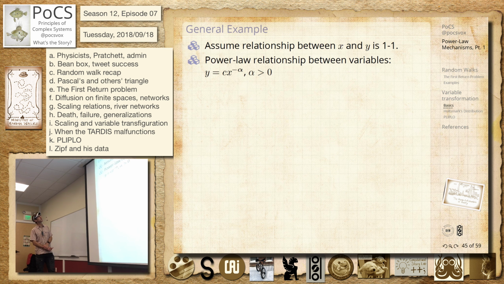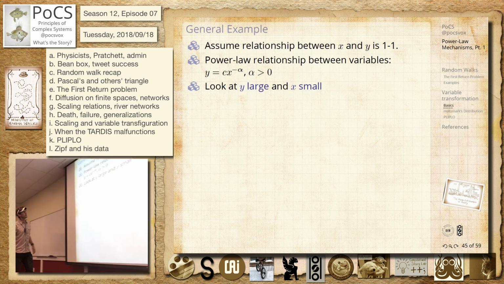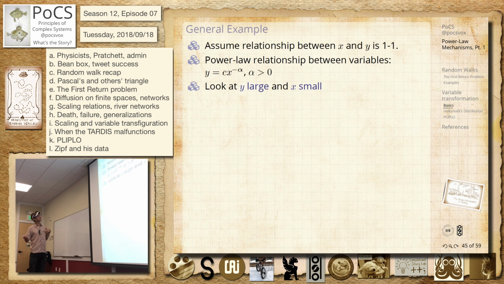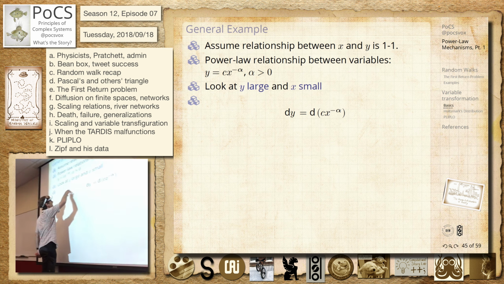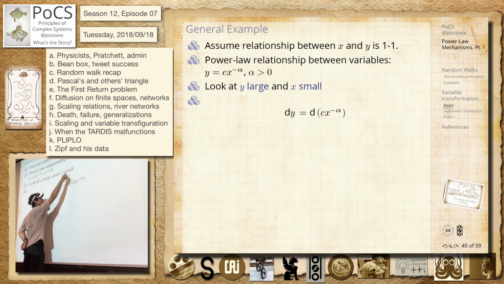So let's do an example. We're just going to start off with some power law relationship between variables. A very important thing in here is this inverse. We're going to look at y large, and that will be for x small. We're going to have some nice connection between them. So let's start this off. We need a dx and a dy connected to each other. So we have y equals this blob, so dy is d of this blob. This is y here, so we're just going to differentiate that.